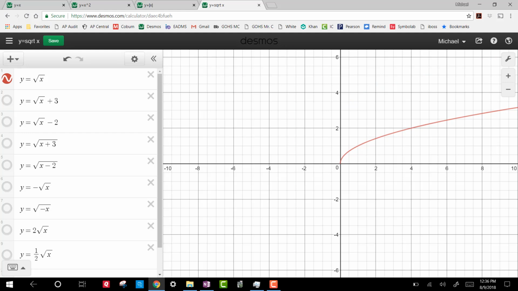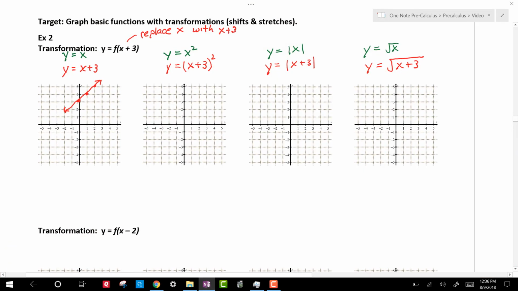All right, so there's my parent square root function. Here's the square root of x plus 3. Same function, just starts at -3, 0. Okay, so these first couple of shifts are pretty easy to see. So my parabola, this time it shifted 3 to the left. All of the points shifted 3 to the left.